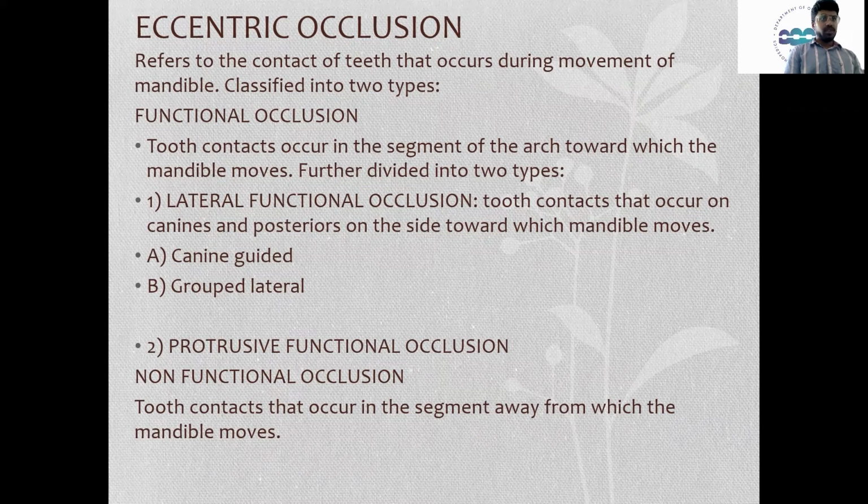In group lateral occlusion, when the mandible moves towards one side, the group of teeth on that side will be in contact, and on the other group of teeth on the non-working side, there won't be any contacts. The second one is protrusive functional occlusion. The other type is non-functional occlusion, in which the tooth contacts occur in the segment away from which the mandible moves.